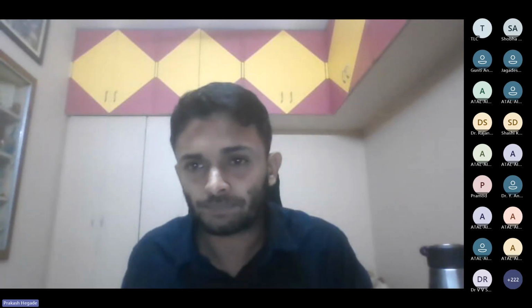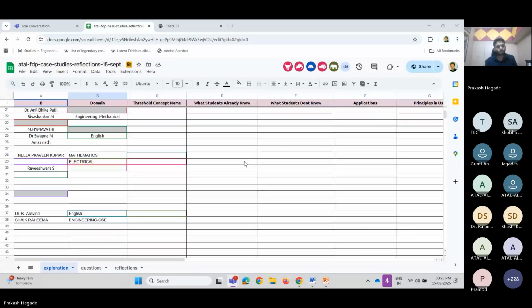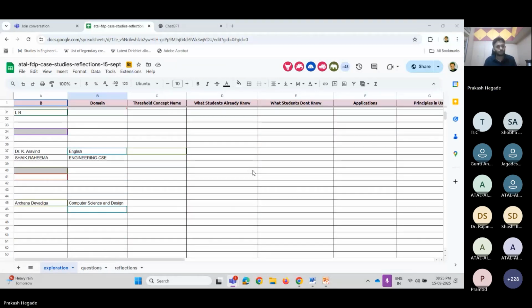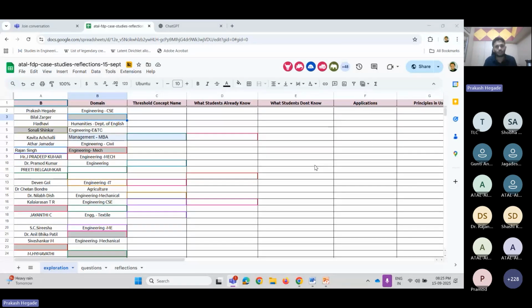I'll give you all one more minute. Please do go ahead and fill up your name. I'll preferably pick up my entire sheet itself. Go ahead. I can see around 30 of you already there, and around 50 of you registered into the sheet. So please do pick up, and don't overwrite anyone else's. I'm happy to see that Jayanti ma'am is from textile.